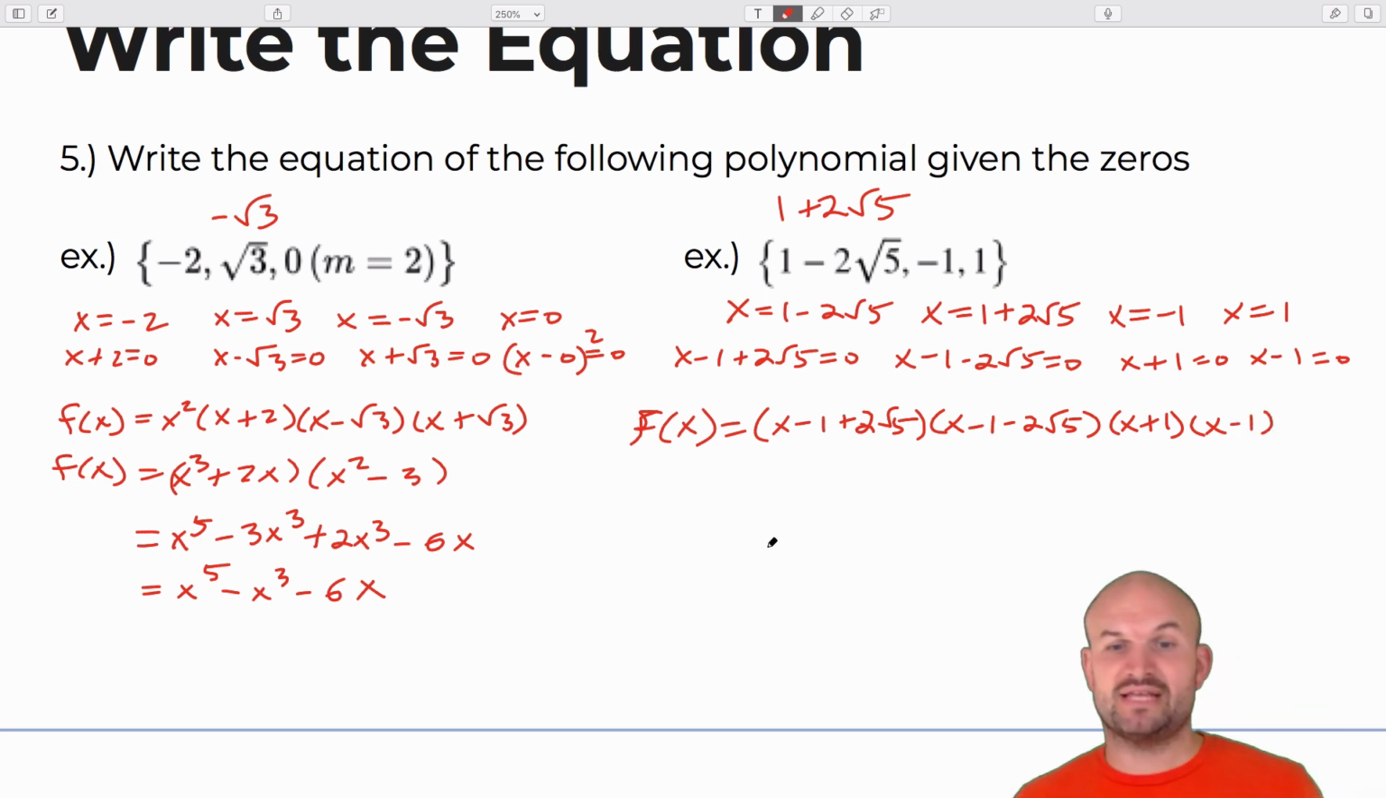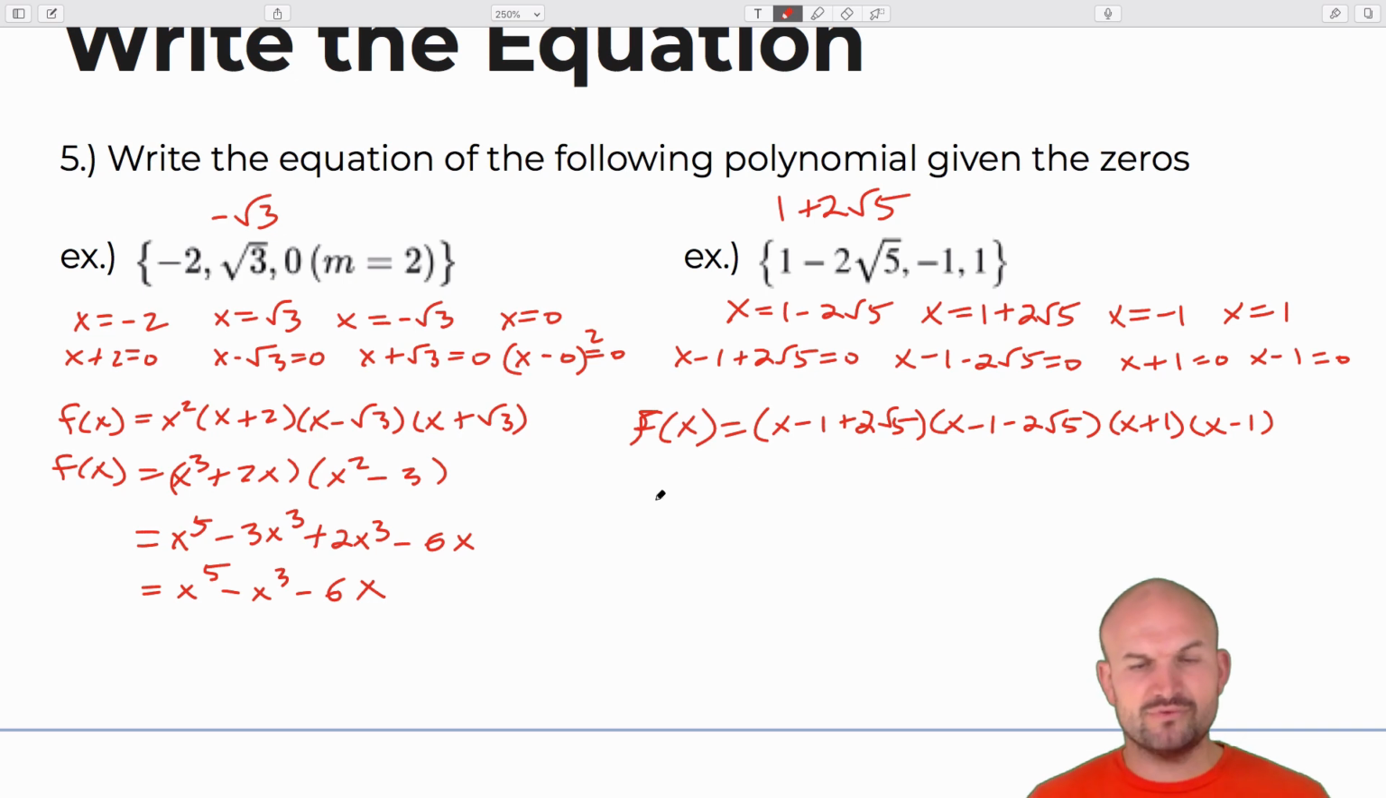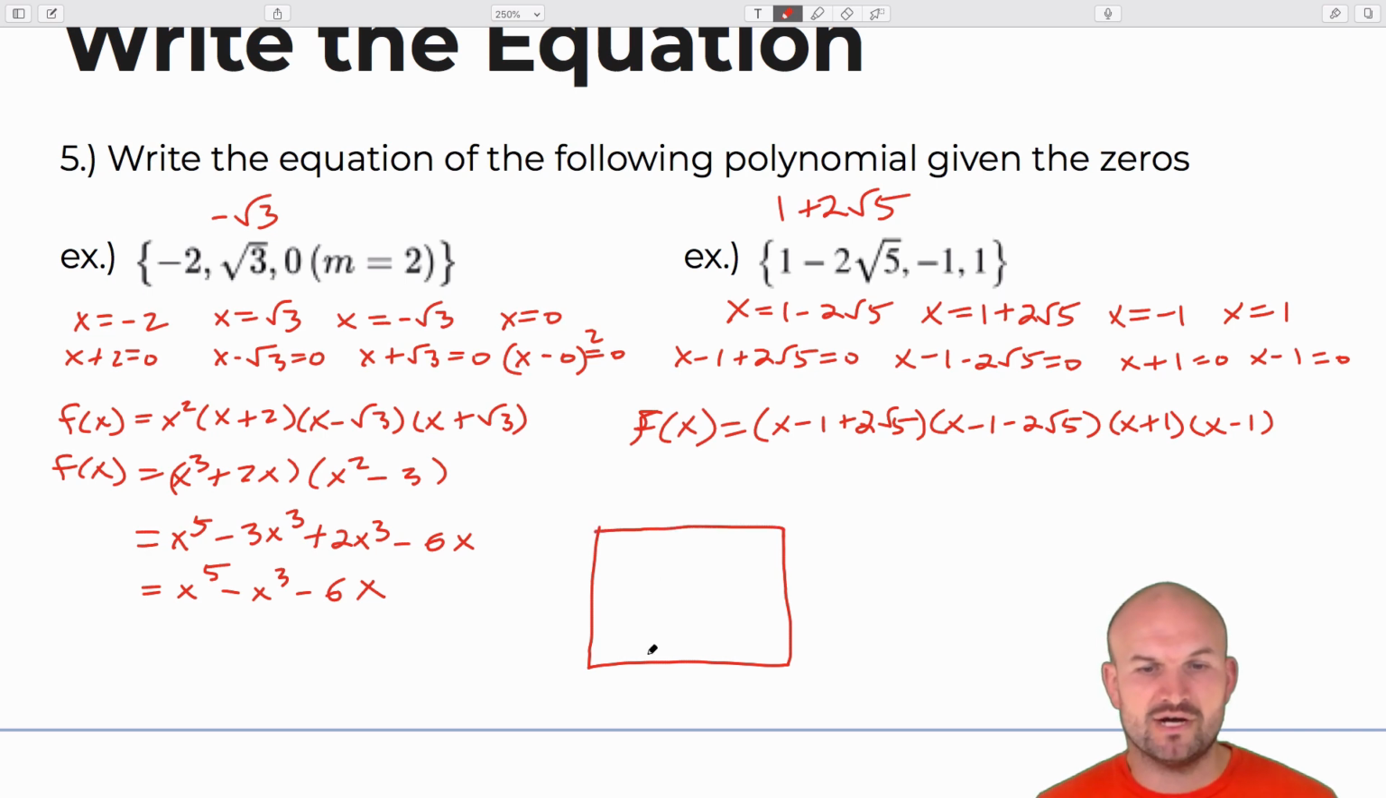Okay, so now I need to multiply everything out. Now, even though these look really confusing, if you think about it, all they really are is just a trinomial times a trinomial. And if you remember, where did they come from? They came from basically using the quadratic formula. So they are going to produce us a trinomial. And all I'm going to do, 2 square root of 5, I'm just going to put 1 up top and 1 along the side. And I'm going to multiply this using the box method.